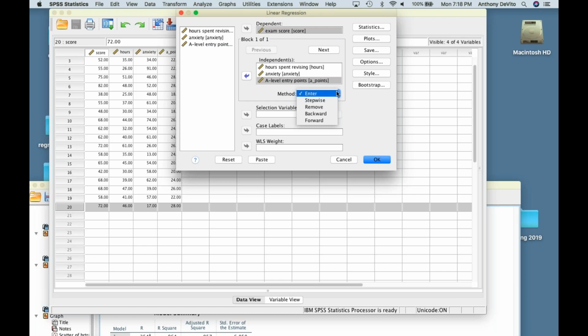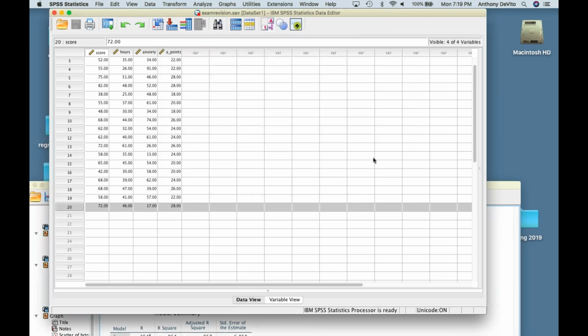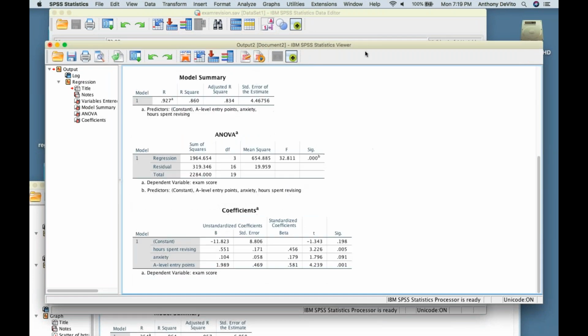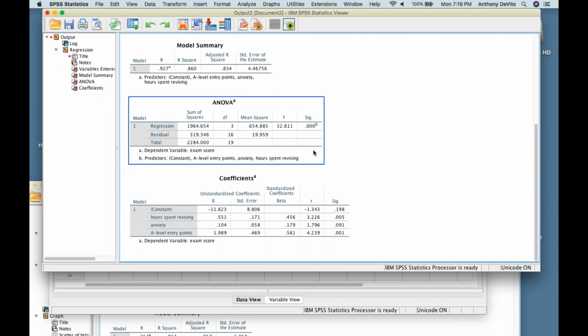But we're not going to do that. We're going to analyze all of these variables together at the same time. So we're going to leave this at Enter. So I'm going to click OK, and take our first shot at this and take a look at our output. Okay, and see what we wind up with.